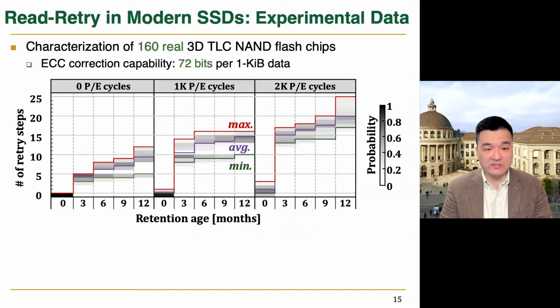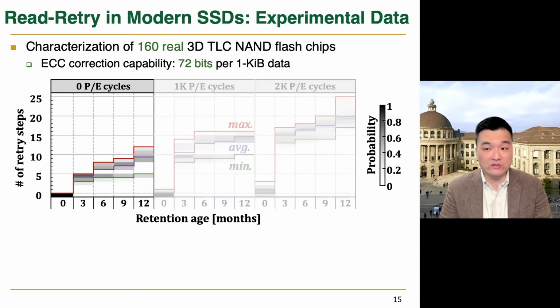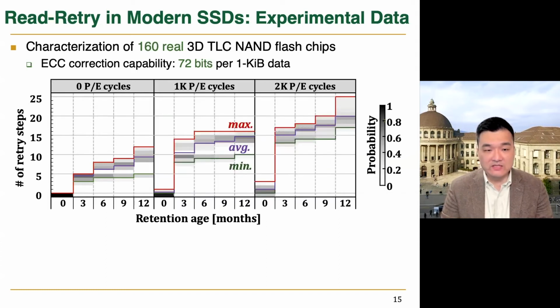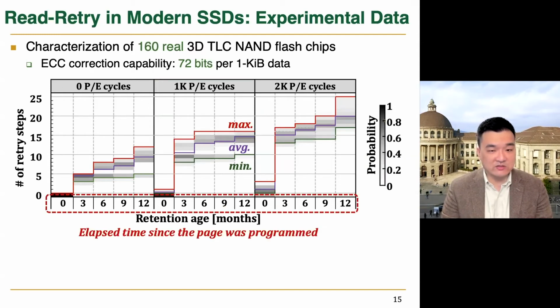To understand the performance impact of read-retry in modern SSDs, we measure the number of retry steps under different operating conditions by using more than 10 million pages from 160 real 3D triple-level cell NAND flash chips. Here we perform the real device characterization at 3 different program and erase cycles, let's say 0, 1K, 2K P/E cycles. For each P/E cycle count, we tested the chip while changing the retention age of the pages, meaning the elapsed time since the pages were programmed, from 0 to 12 months, as shown in the x-axis.